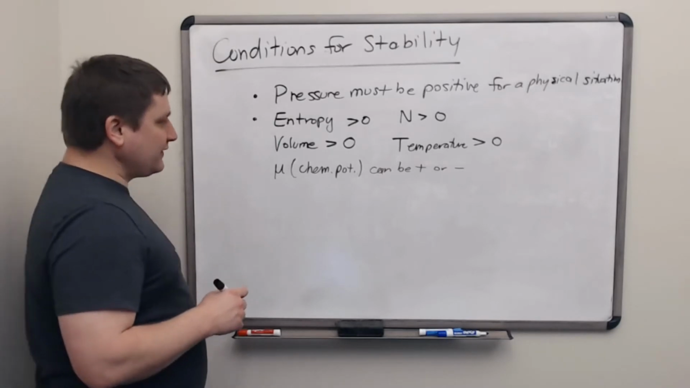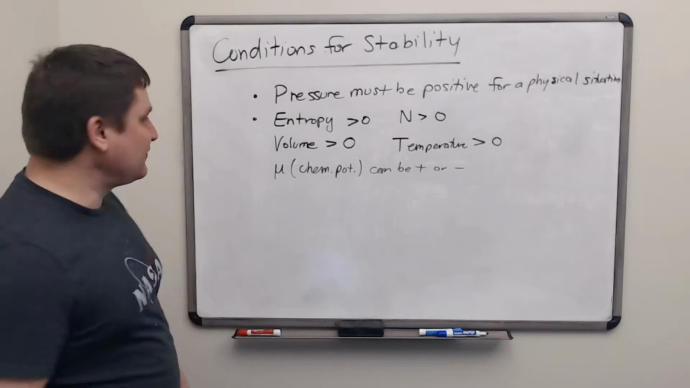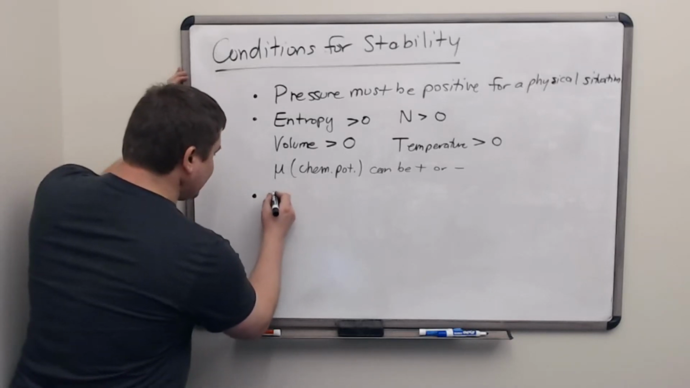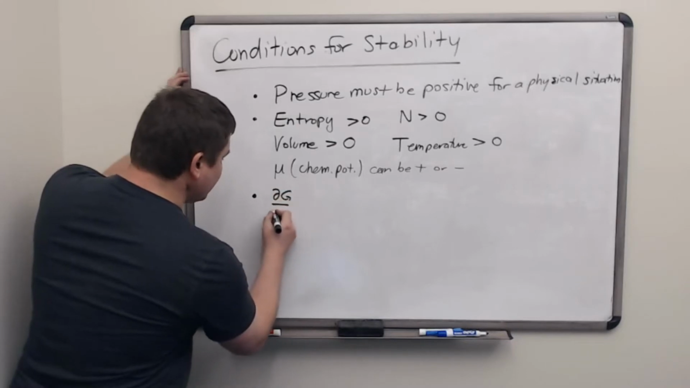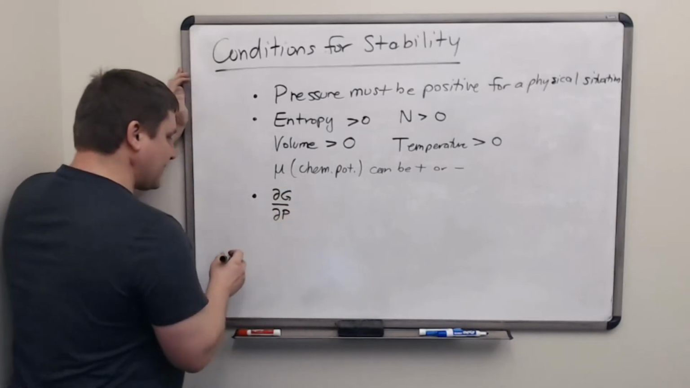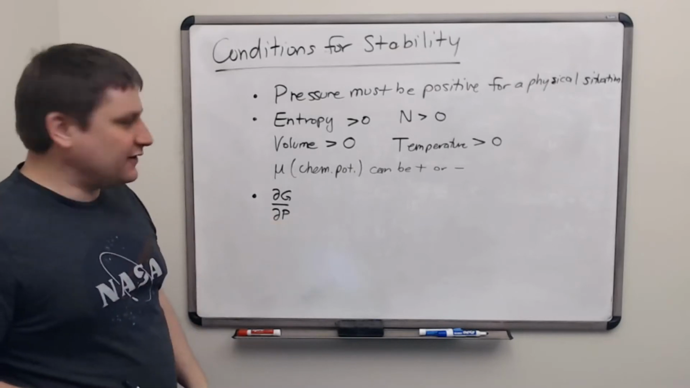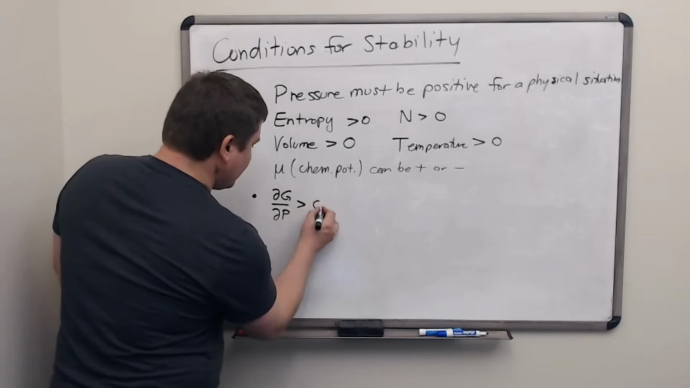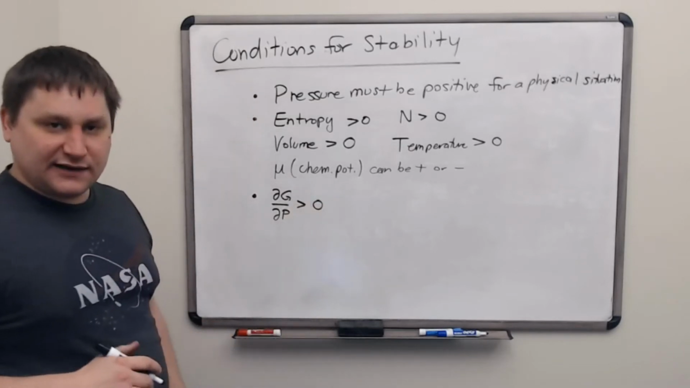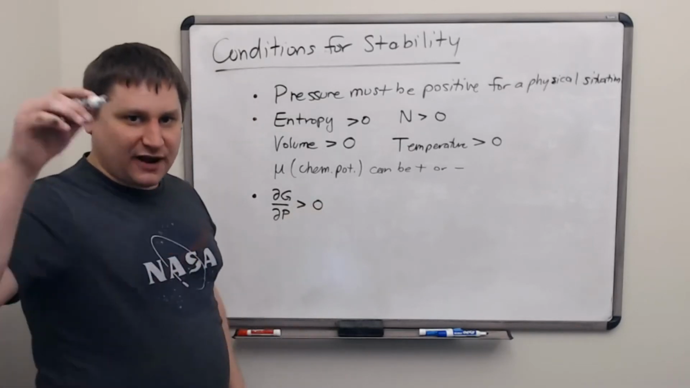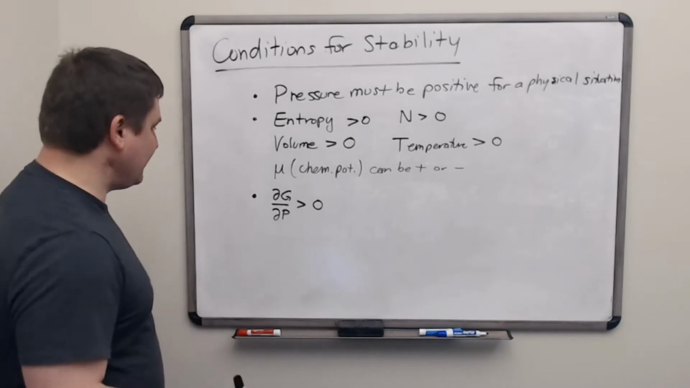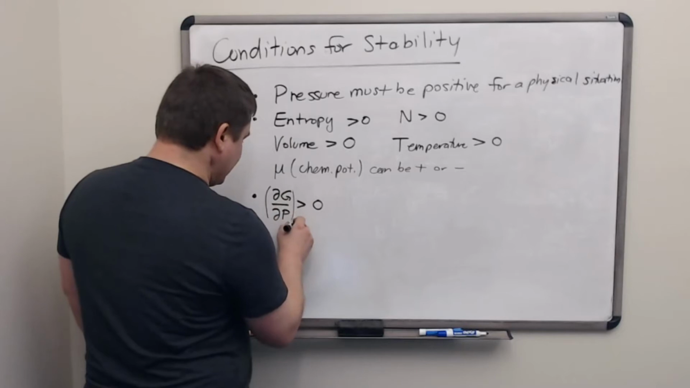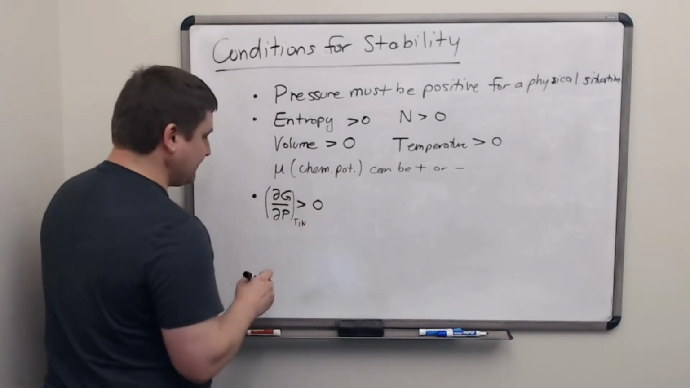So let's work out what these actually correspond to in terms of the potentials. All right, let's work on the Gibbs free energy first. So dG/dP. Well, this derivative is equal to the volume. The volume must be greater than 0. So the Gibbs free energy, plotted as a function of pressure, must be sloping upwards in order to represent a physical situation. This is at a specific temperature and particle number.